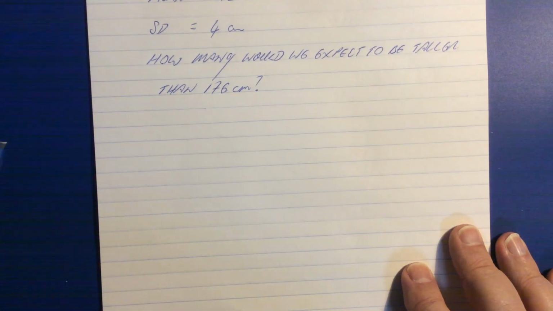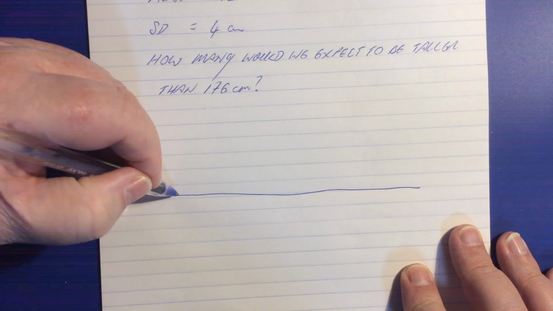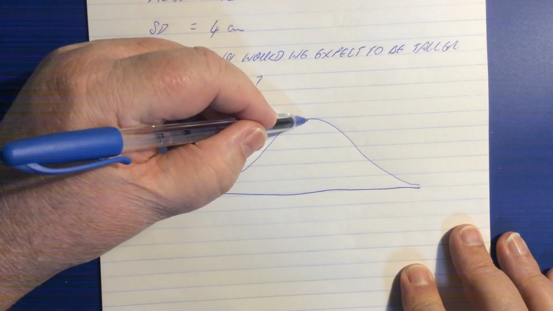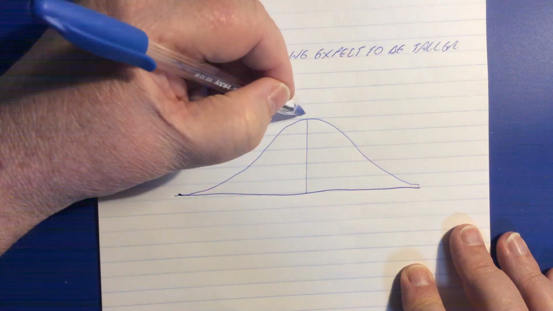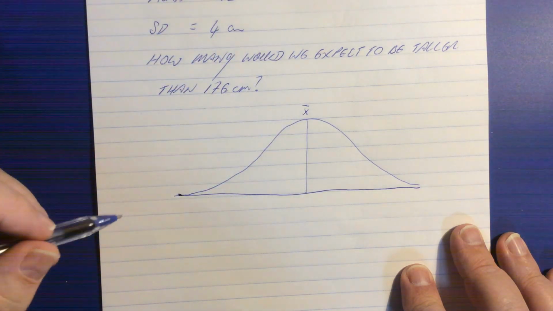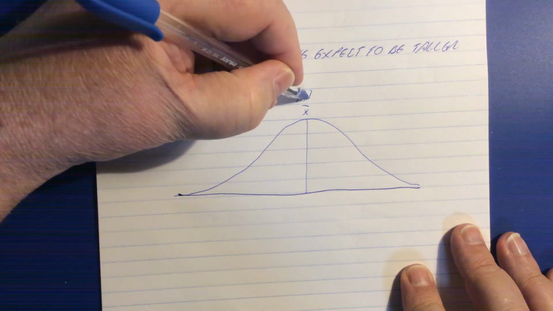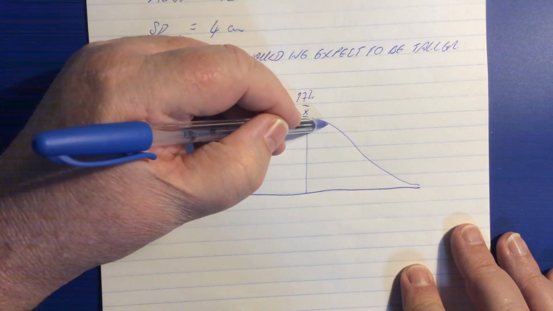Okay, so we've got ourselves a normal distribution, which I will attempt to draw. And we have our mean here. And we'll call that, what is it, 172. 172, that's our mean. Standard deviation is 4.